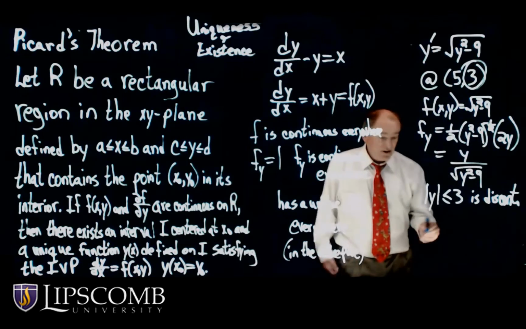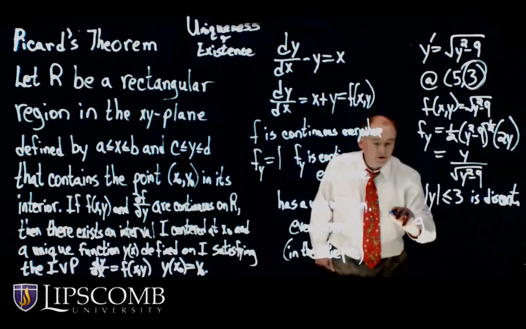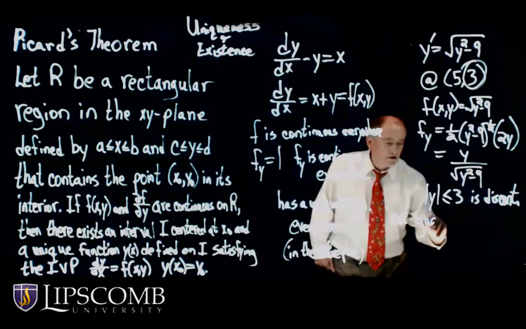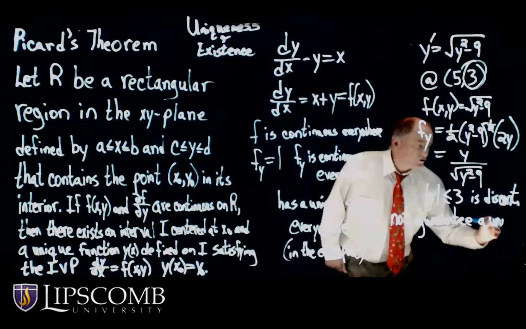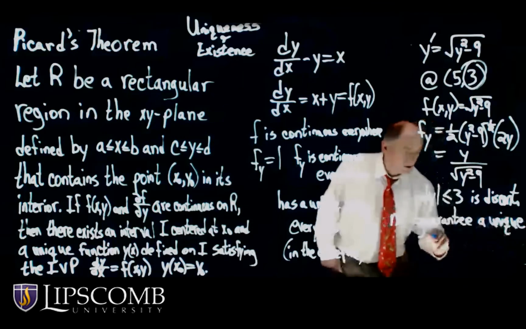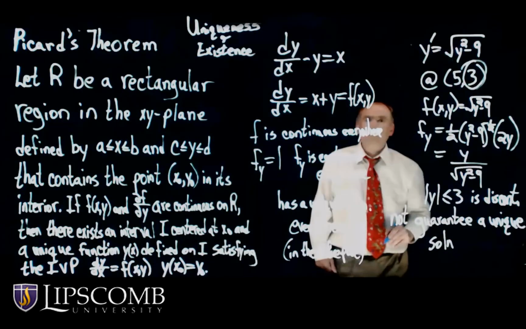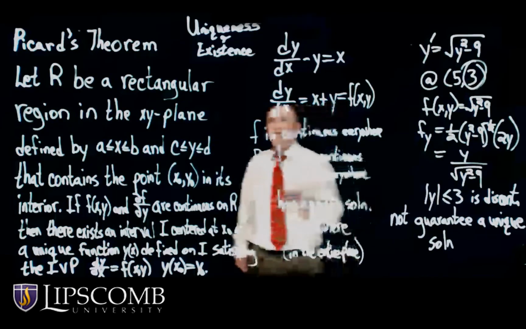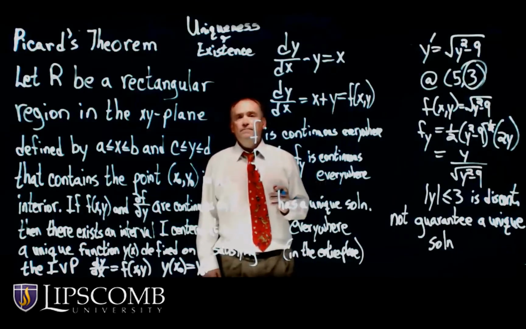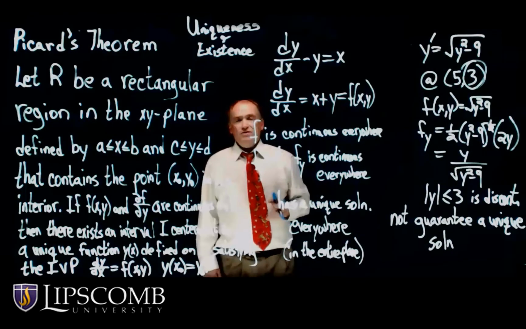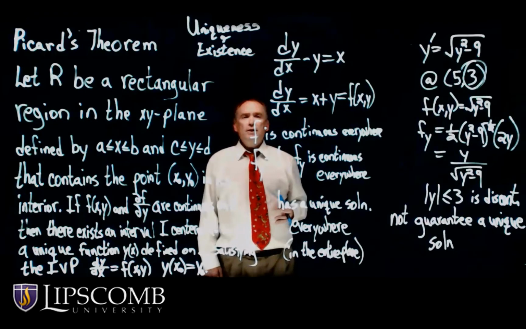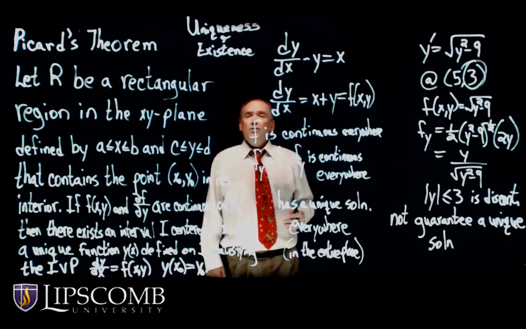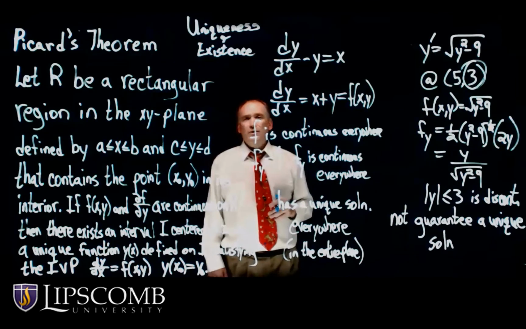So this does not guarantee a unique solution by Picard's theorem. There is not guaranteed a unique solution by Picard's theorem. So we have one example where we have a guaranteed unique solution anywhere on the plane. We have this example where we're not guaranteed a unique solution, in particular at that point 5, 3.